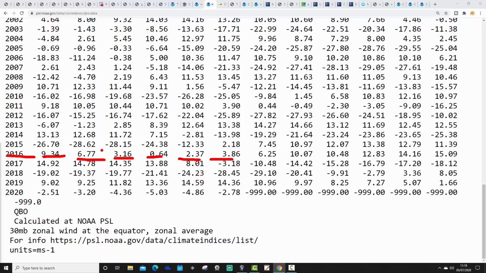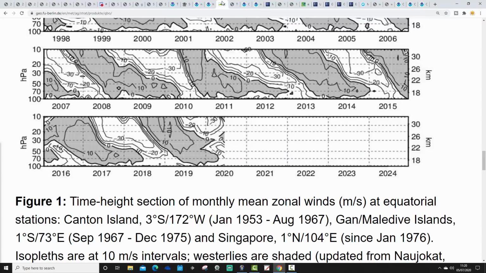But in 2016, we did see the failure of the easterly QBO. It had a go at going into the easterly QBO, but failed, and then the westerly QBO powered up. So I think there's a lot of concern at the moment that we're seeing something similar with this easterly QBO again, but it is still a little bit early to be able to say that we are going to see a failure of the easterly QBO.